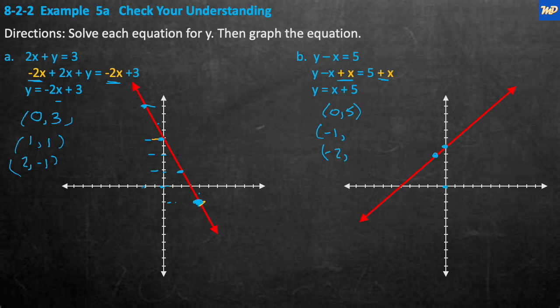If we did negative 2, what would this one be? Negative 2 plus 5 is 3. So this is 3. So negative 2, 1, 2, up 3 right here. So they're all kind of close, but as you see, they all land on the line. Okay?